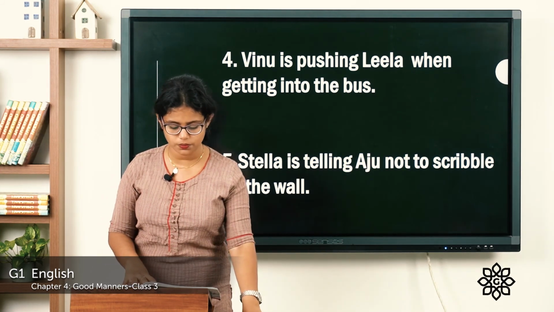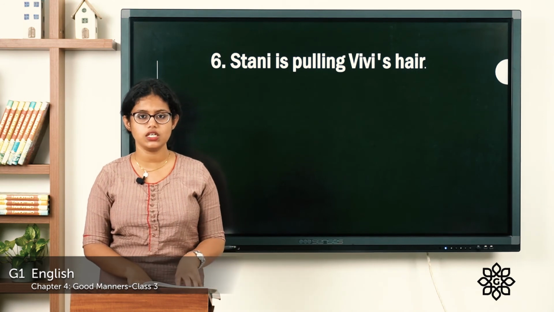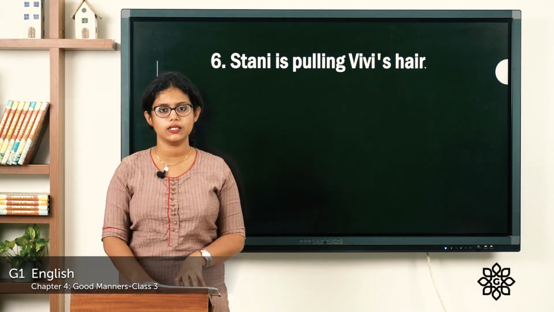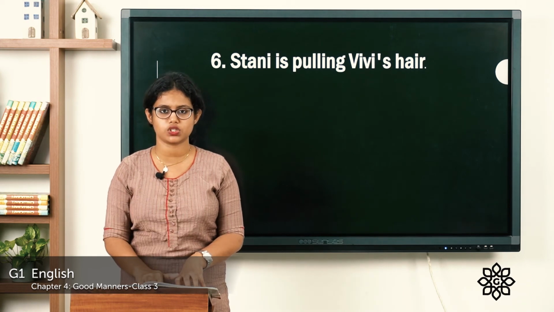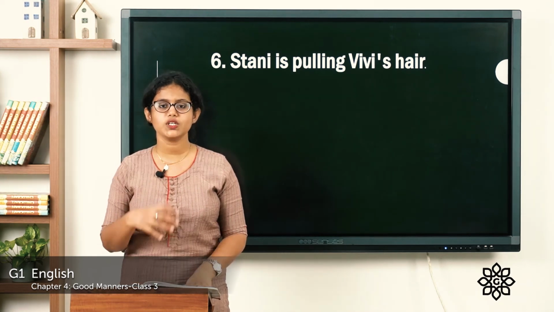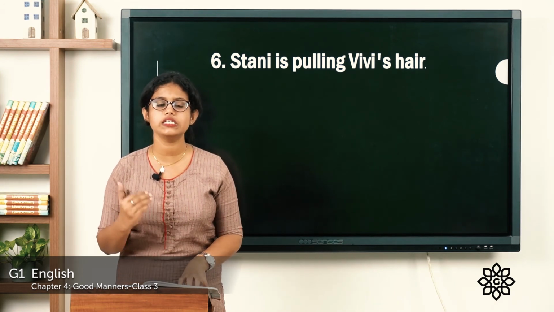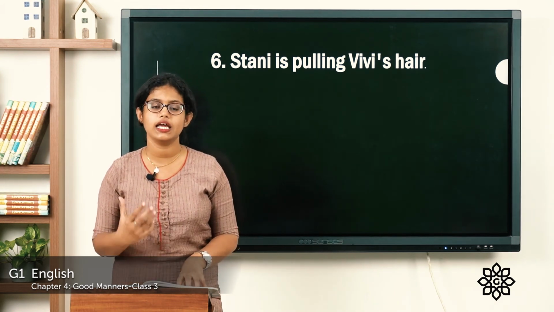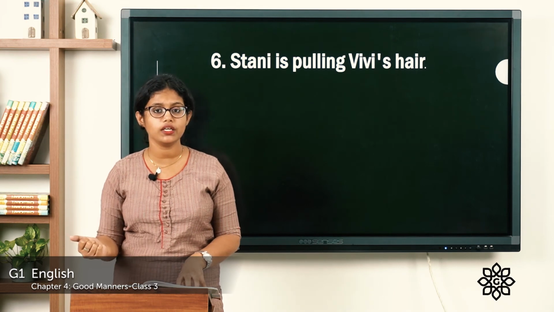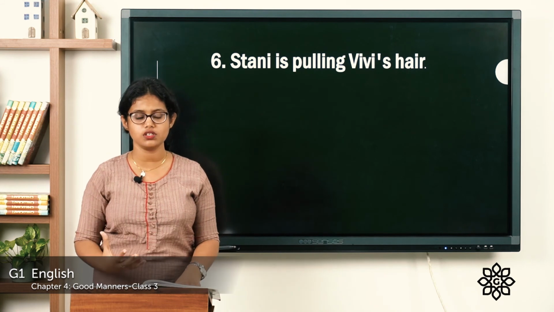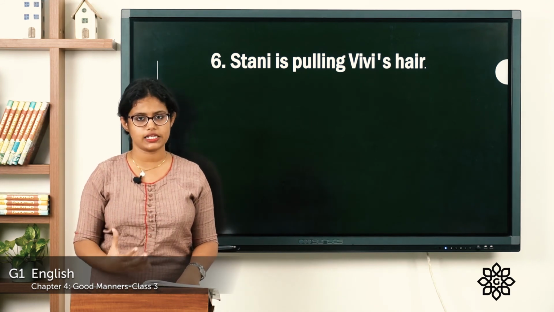What about the next picture? In this picture you can see this little boy is pulling the hair of this little girl. How can we describe this picture? How can we write it in a sentence? We can write it as Stanny is pulling Vivi's hair. Stanny is the little boy and he is pulling Vivi's hair. So this is how we can describe a picture and write it as a sentence.